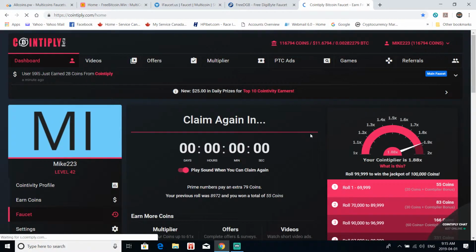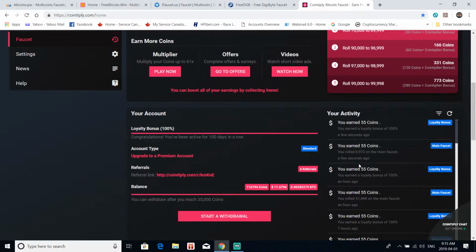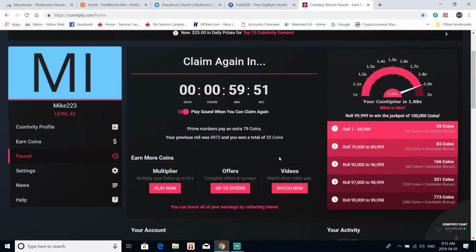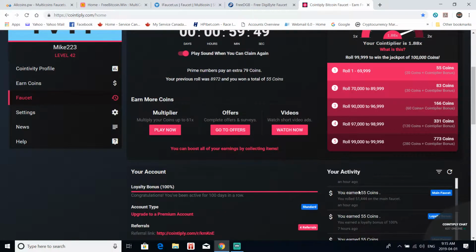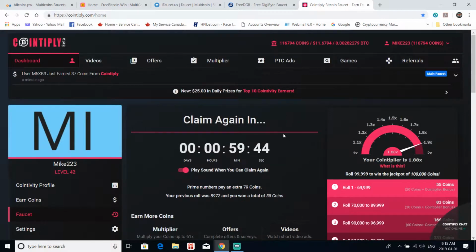And there we go. So some of these, like Cointiply, is really awesome. Like I said, every day that you log in, you get a loyalty percentage point. So I'm at 100%. So every time whatever I win on my spin, they match it every time I do that. And again, I'm in 10 to 12 times per day, right?